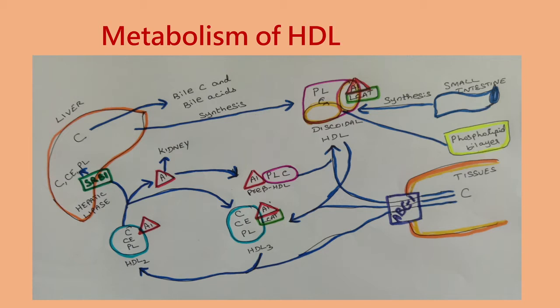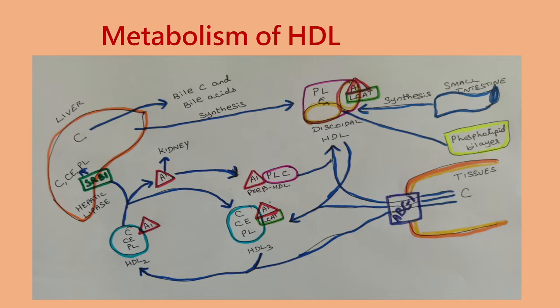The LCAT activator is apoprotein A1. This LCAT activator, apoprotein A1, will bind to this disc, and the surface phospholipid and free cholesterol will be converted into cholesterol ester and lysolecithin. To bind this LCAT with this discoidal HDL, apoprotein A1 is helpful. So once apoprotein A1 activates LCAT, this LCAT will catalyze the conversion of all the free cholesterol into lysolecithin and cholesterol ester.